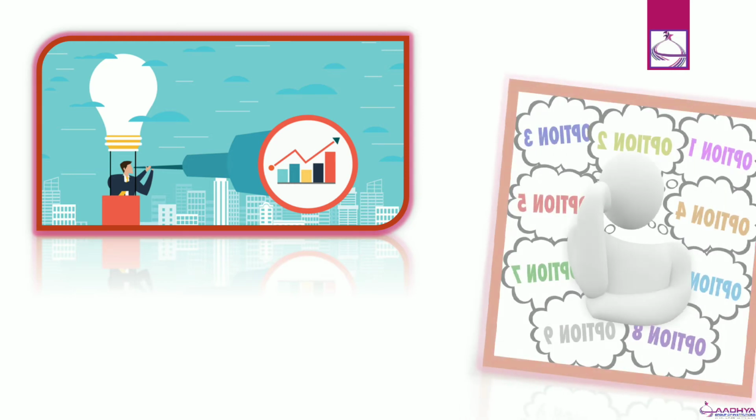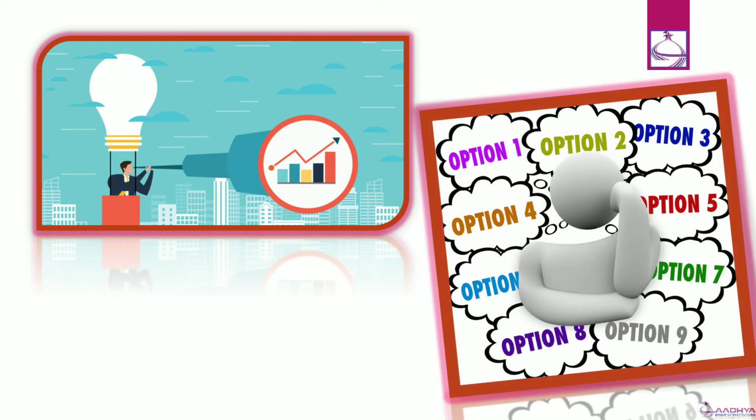Now, the last step is to make a choice. Once the analysis is done, the manager must decide what course of action should be taken, which is the ideal course of action. The decision should have measurable and realistic goals. The decision must be measurable and it must be realistic.